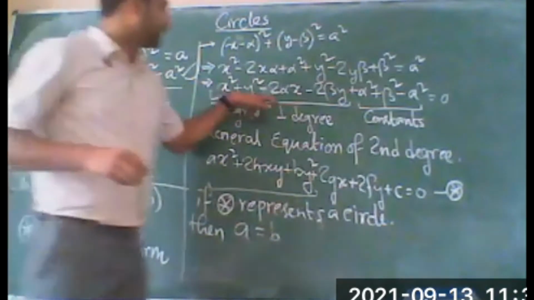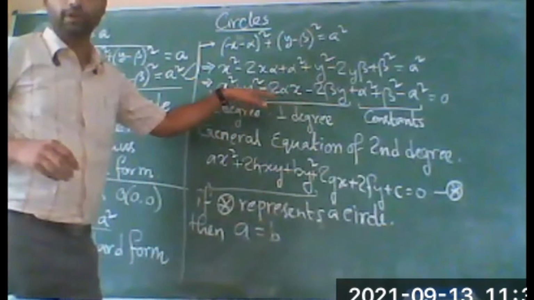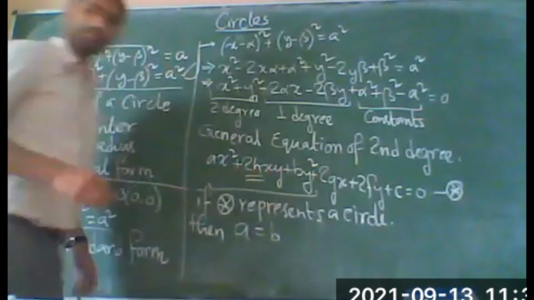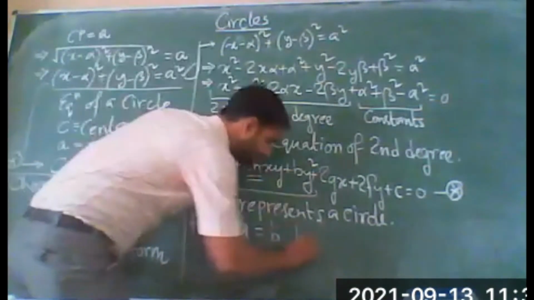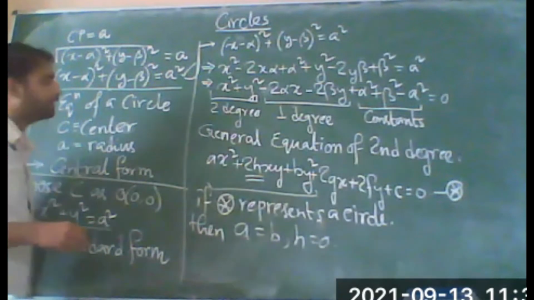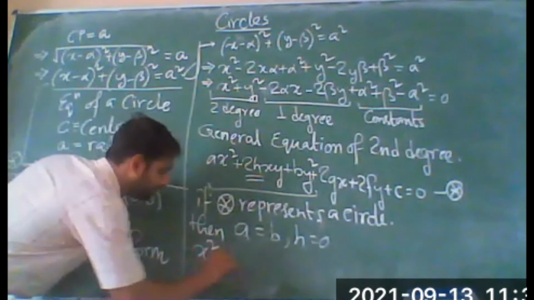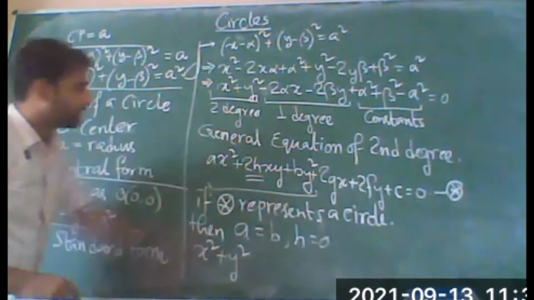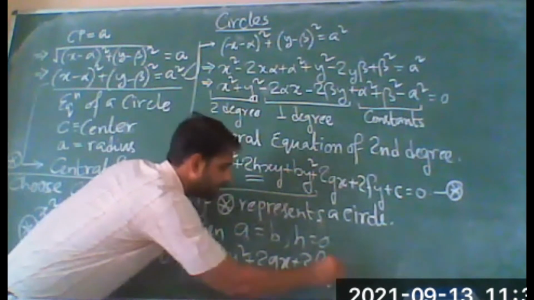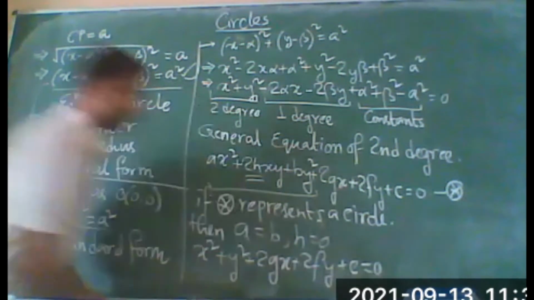And you see that here in this equation, there is no xy term. So what we can write? Since there is no xy term, that means in the general equation, the coefficient of xy must be 0. So we can write h is equal to 0. Okay. So if this is the condition, then what we are getting? We are getting something like this: x square plus y square plus 2gx plus 2fy plus c is equal to 0.